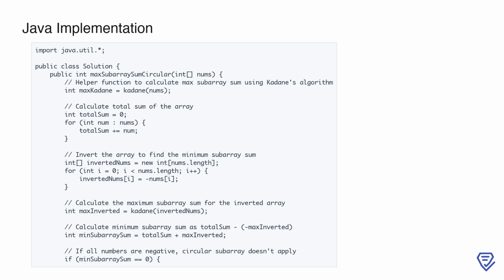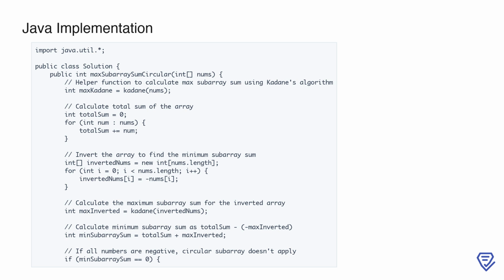To find the minimum subarray sum, we invert the array by multiplying each element by -1, storing the inverted values in a new array called inverted_nums. By applying Kadane's algorithm to this inverted array, we calculate the maximum subarray sum for the inverted array, which effectively gives us the negative of the minimum subarray sum in the original array. Adding this value to the total sum gives us the true minimum subarray sum.